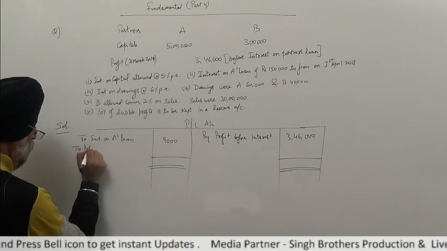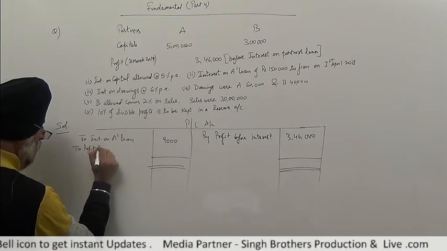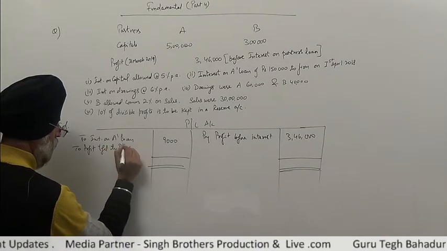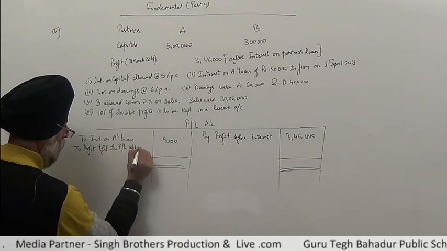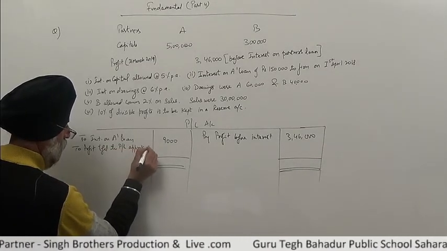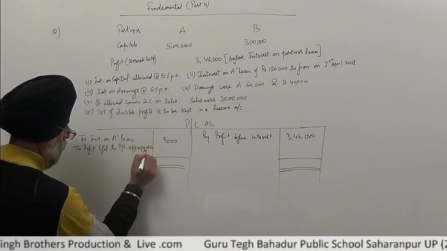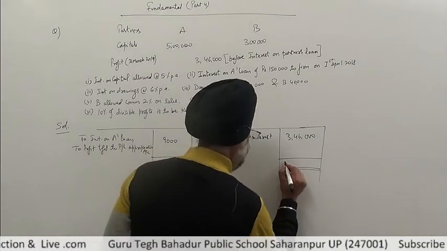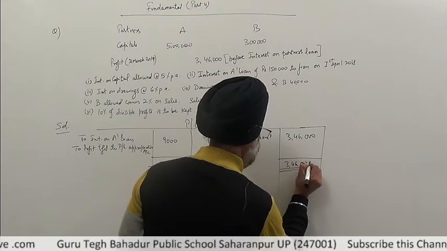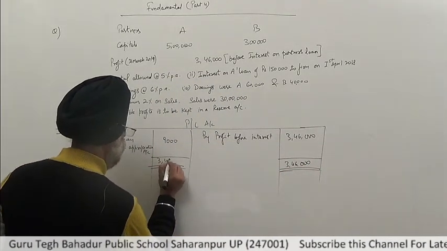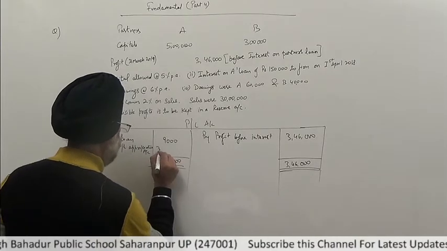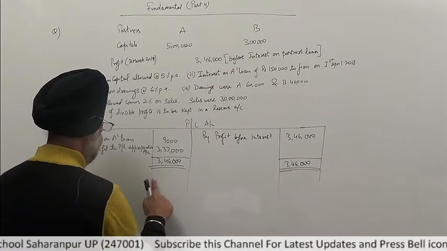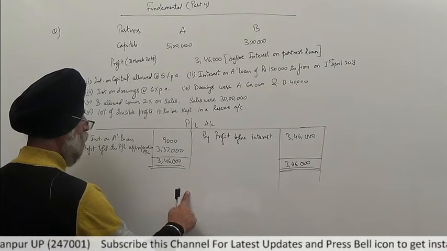To profit transferred to P&L appropriation account, and this is after charging it, 3,37,000. Now this is the profit which is transferred to the P&L appropriation account.